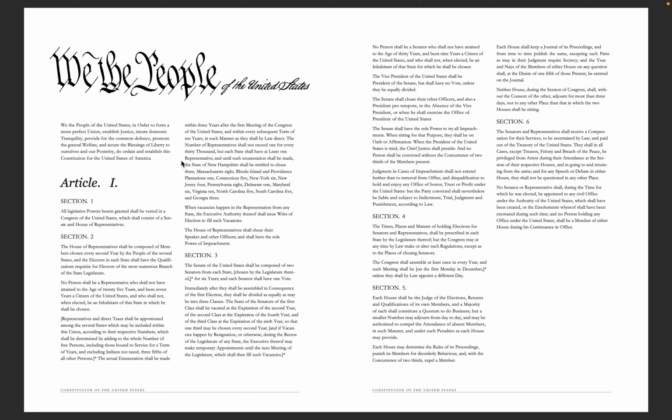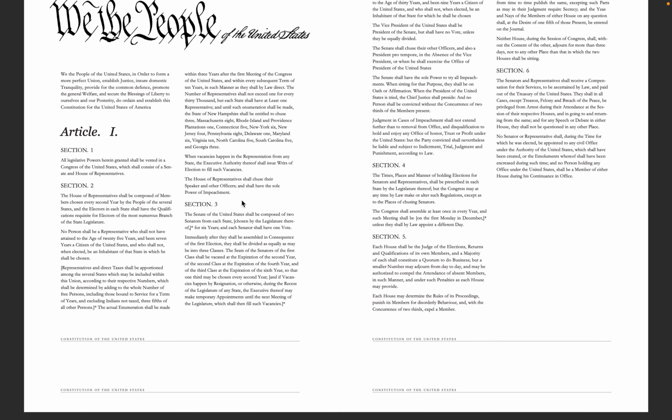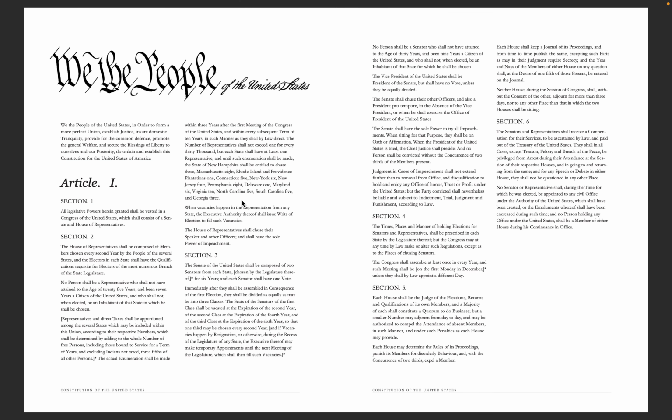So over here, it outlines how much representation each of these 13 original states, former colonies, got before the first census. You had to have some way to start off this country, and we'll see that throughout the rest of the Constitution. It says, when vacancies happen in the representation from any state, the executive authority thereof shall issue writs of election to fill such vacancies. It's essentially saying that the state governor can call a special election to fill any vacancies within Congress of their state.